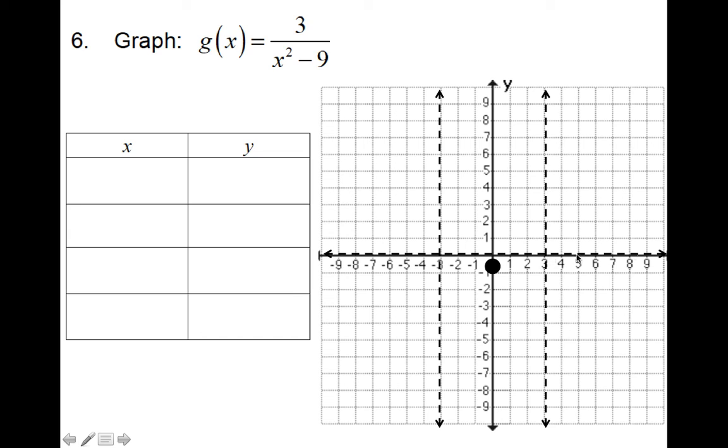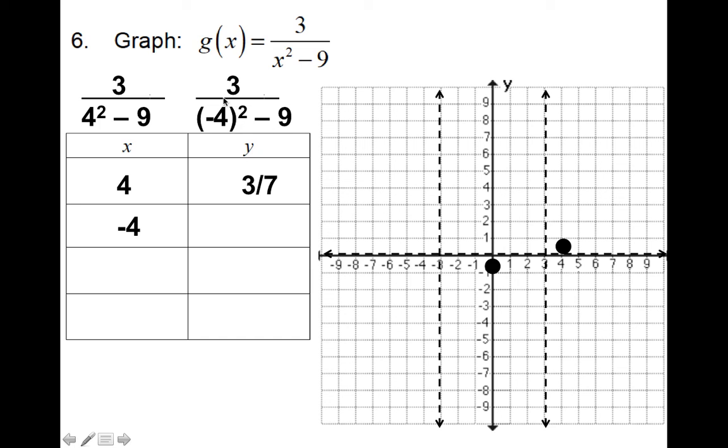So this time I have to plug in 2 x values. So let's say I plug in x equals 4. When you do that, you're going to get 4 squared, so we have 16 minus 9. So this is going to become 3 over 7. We can go ahead and plot that point. It's less than 1. But I also have to pick a point that's to the left of this asymptote, so let's say negative 4. When you plug in negative 4 and square it, it still becomes a positive 16, so we're still left with 3 over 7. So when we plot that point, it's somewhere about here.